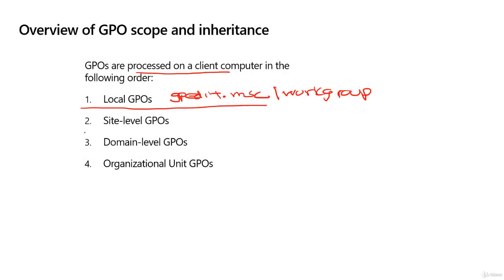If you are joined to a domain, then after you process the local group policy objects, you'll process site-level GPOs. A site-level GPO is associated with an Active Directory site. I'm just going to say AD site. In Active Directory, a site is just a physical location.